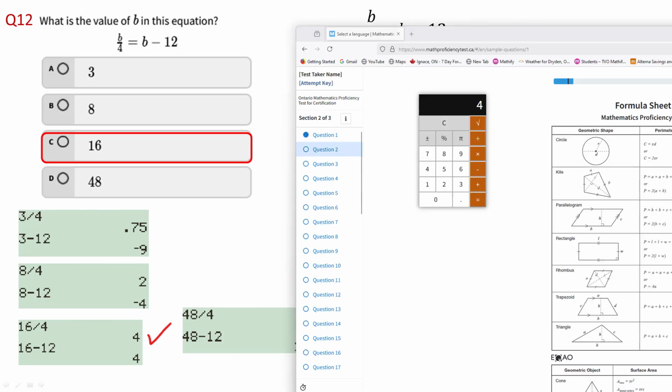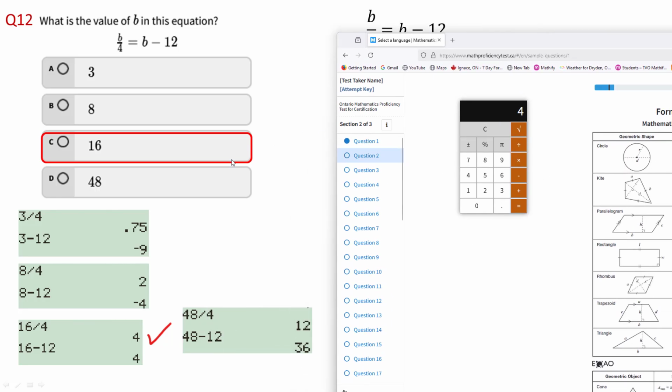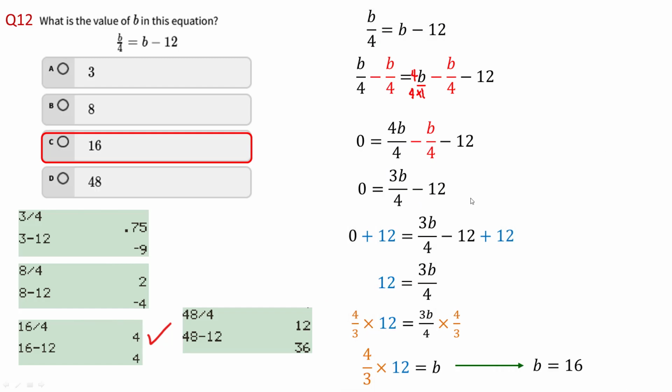Here's my other screenshot here. If I put 48 divided by 4, see, that is 12 on that side, but 48 here minus 12 is 36. So the left and right sides don't work out to the same value. So that's another way you could do that one. Probably a little shorter actually than the algebra method.